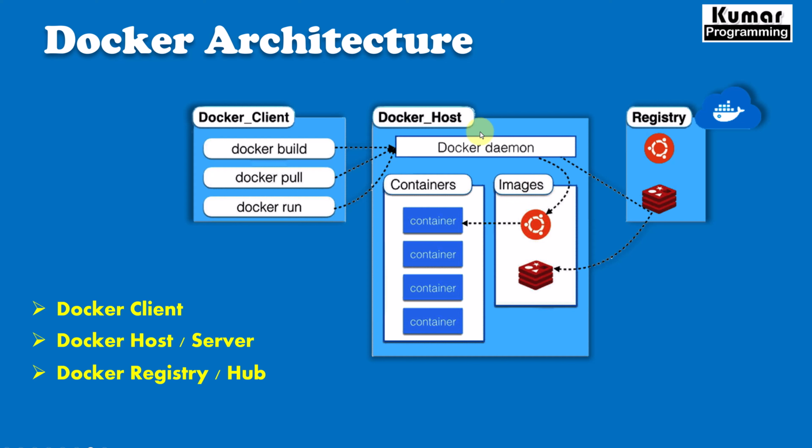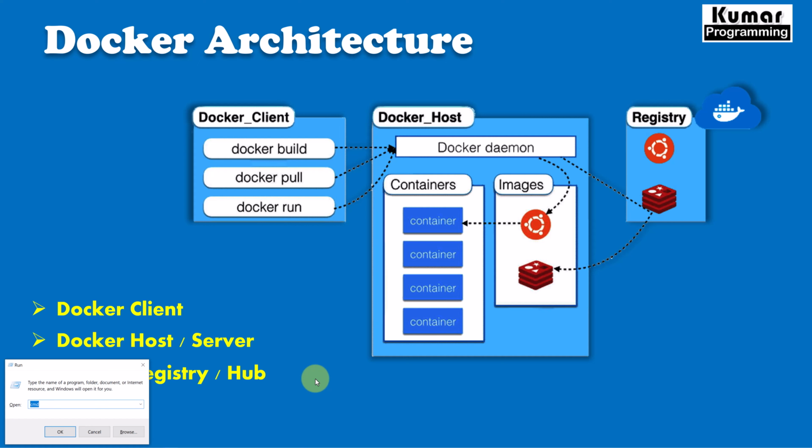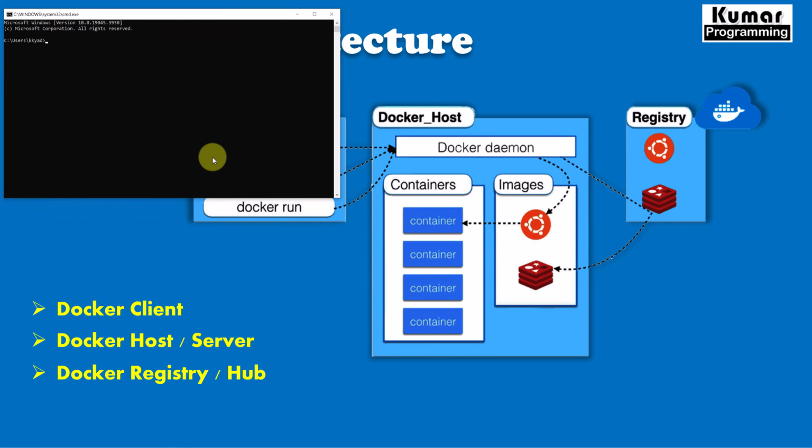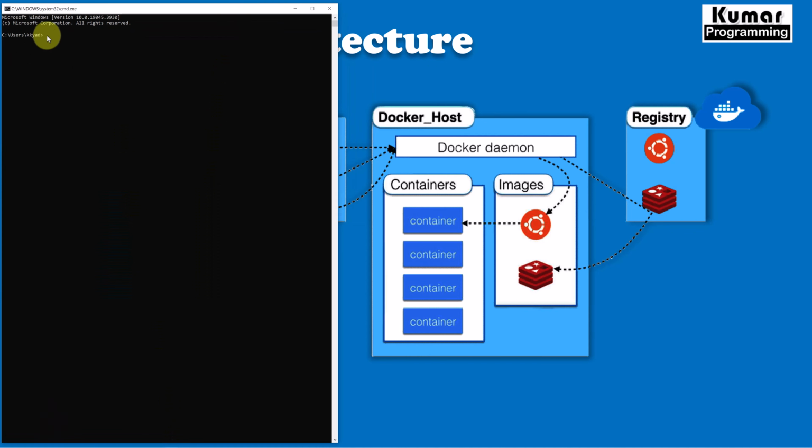Now let me show you each and every component, client, server, and registry, so it will be more clear to you. If you remember, in our previous video we installed Docker Desktop. Once we install Docker Desktop on our local machine, the Docker client and Docker host get installed together. So first of all, let's see the first component, the Docker client. Let's open a command prompt.